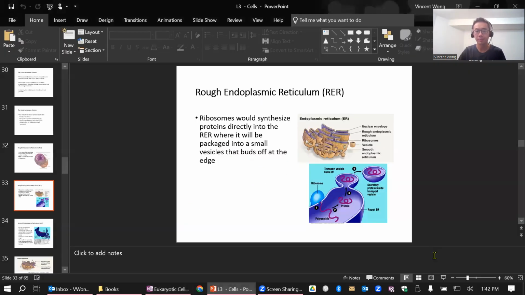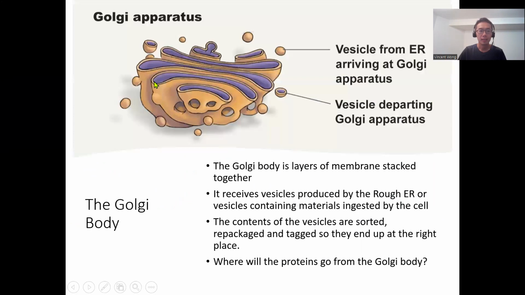Okay, almost there. Like I said, we'll come back to the smooth ER later on. This is the Golgi body. You see multiple layers of membrane stacked together, and the job is to store, repackage, sort, and tag them, as in modify them, put a sticker on them so they know where to go. Where will the protein go from the Golgi body? I'll roll it down for you with all those arrows. You can see here a vesicle coming in, arriving at the Golgi body. It will fuse with it, go back and forth, and then get repackaged.